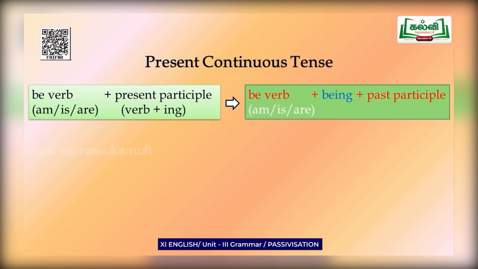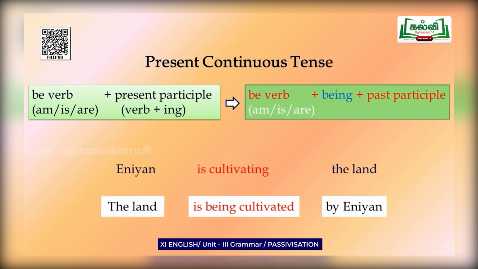Present continuous tense. Normally, continuous tense will have a continuous verb, that is verb plus ing. In other words, it is called present participle preceded by a to be verb. Changing continuous tense from active to passive voice structure follows: to be verb plus being plus past participle. Let's see the example. Inian is cultivating the land is transformed to the land is being cultivated by Inian.